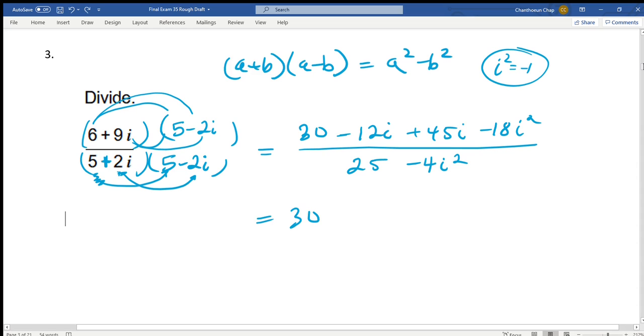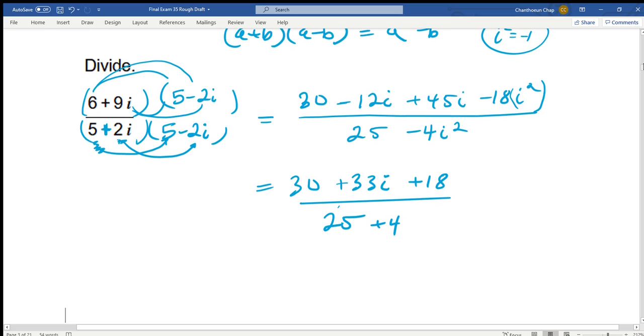30 minus 12i plus 45i is a positive 33i. Negative 18i squared, remember i squared is negative 1, so this is actually a positive 18. And on the bottom we can simplify negative 4i squared. i squared is negative 1, so this becomes a plus 4.